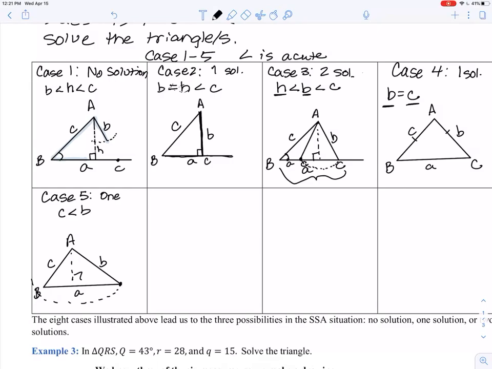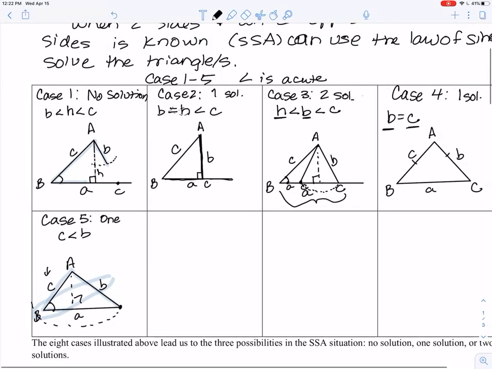So B is the side opposite the angle that you're given, because remember, let me just remind you, we're doing side, side, angle. So we have this pair of opposites here. If the side opposite the angle is longer than the side that's adjacent to the angle, then you're going to get 1 triangle, possibly. All right, those are the cases where you're doing acute.